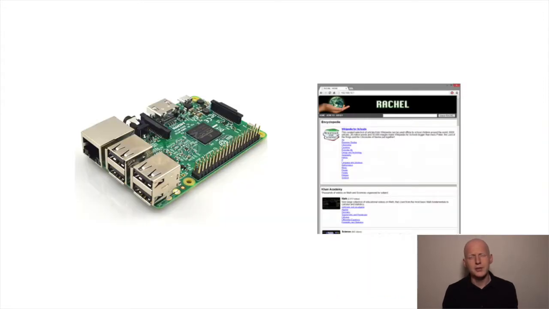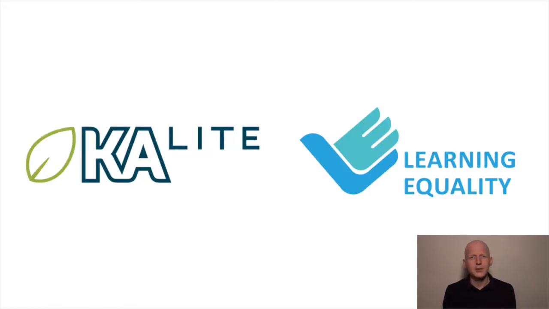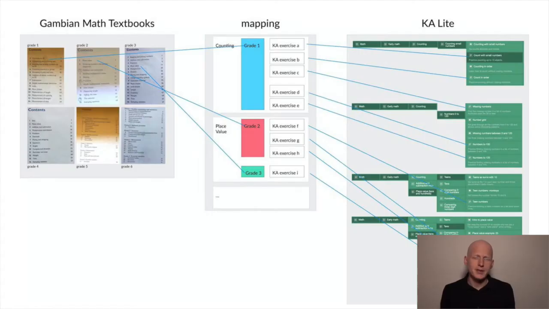So Rachel server is an offline server that holds open educational resources. One of the resources is Khan Academy, which are videos and lessons on many topics. I wanted to make it easier for the teachers at the school to offer those resources. So I mapped them with the Gambian curriculum.